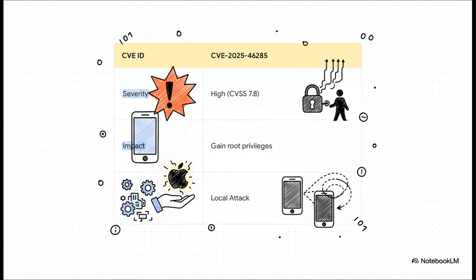Now, the attack vector here is local, and this is super important. It means the attacker needs to already have some code running on your device, like a sketchy app you downloaded from somewhere. This exploit isn't for getting in. It's for an app that's already in to break out of its cage and take over the whole zoo.